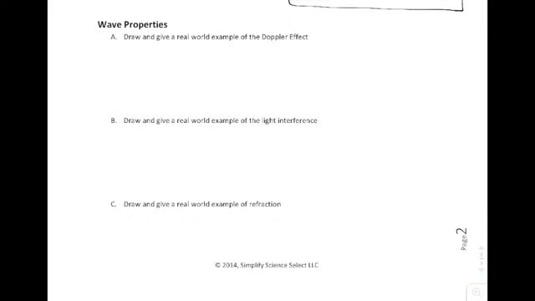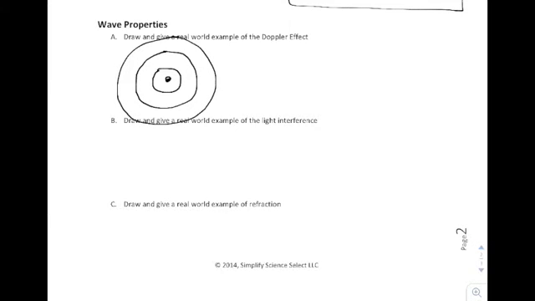Okay, next, if we look at the wave properties, it asks us to draw the Doppler effect. Normally waves are emitted in 3 dimensions in an equal spherical pattern. But whenever the source is moving, in other words, this dot is moving this way, the waves become compressed in front of it and extended behind it. So you have the waves closer together in front of the object and extended further out behind it.